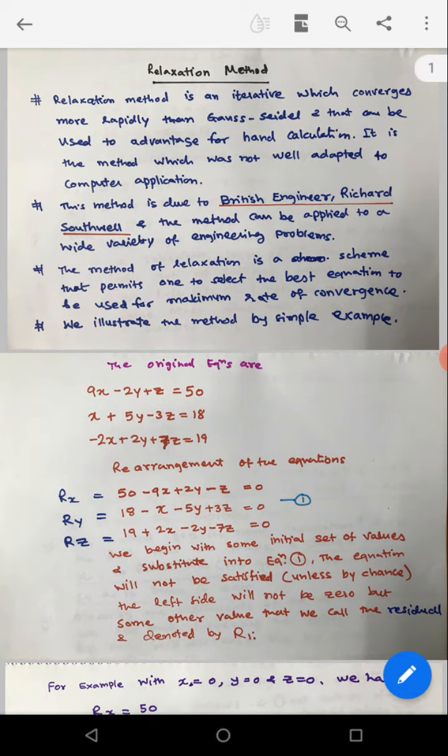was originated for solving engineering problems by the British engineer Richard Southwell, mainly problems applied to the structural engineering area, this method was developed. So it is very important that we understand this relaxation method. The method of relaxation is a scheme that permits one to select the best equation to be used for the maximum rate of convergence.